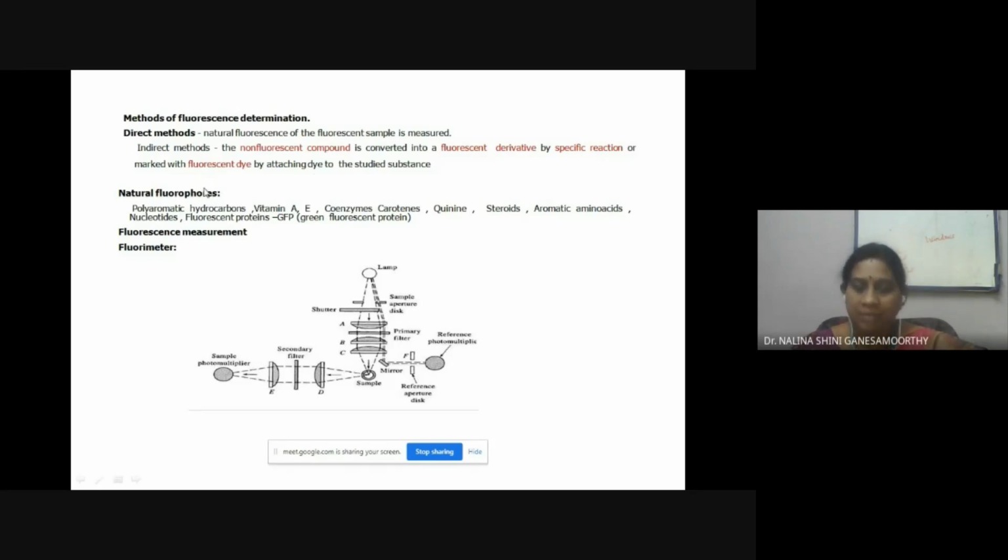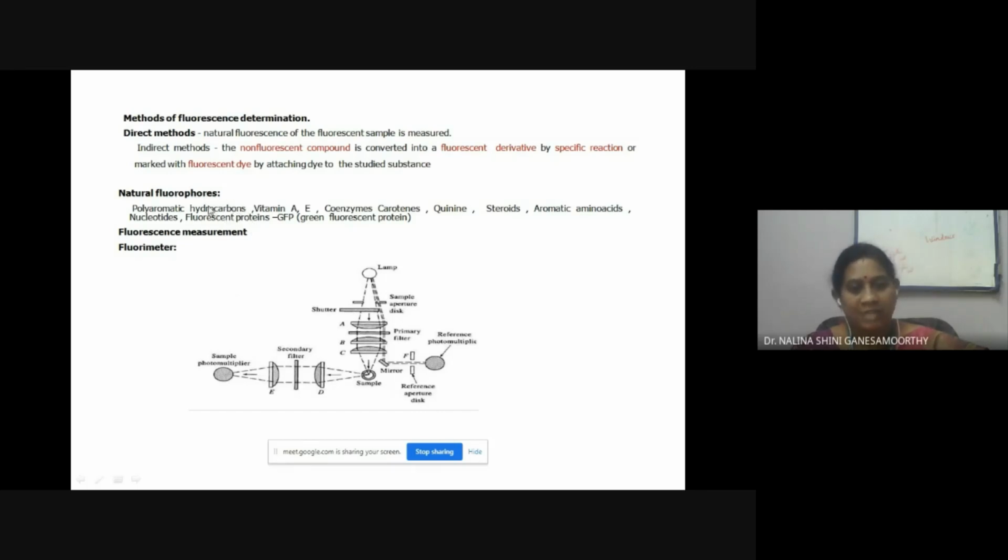Next, there are certain materials which have this fluorescence property as natural fluorophores: polyaromatic hydrocarbons, vitamin A, E, coenzymes, carotenes, quinines, steroids, aromatic amino acids, nucleotides. Okay, next, fluorescent proteins.